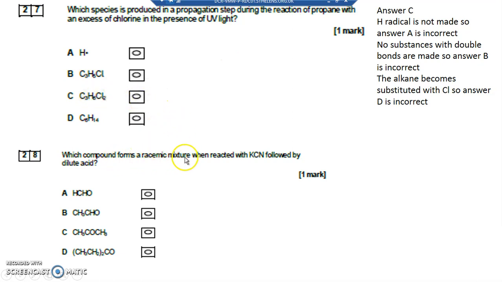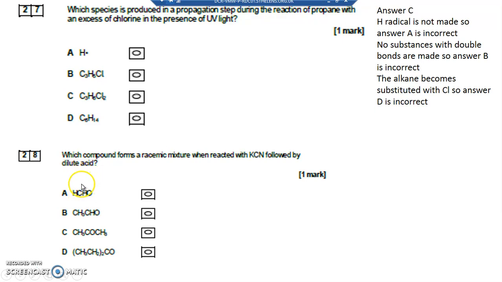Which compound forms a racemic mixture when reacted with KCN followed by a dilute acid? Well, let's do spoilers on this. So you're looking for the CN minus from the KCN, the lone pair on the carbon attacking the carbon of the carbonyl compound. So where the C double bond O is, the CN minus will attack the C, and the double bond between the carbon and the oxygen will break.